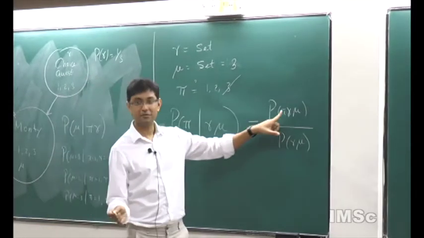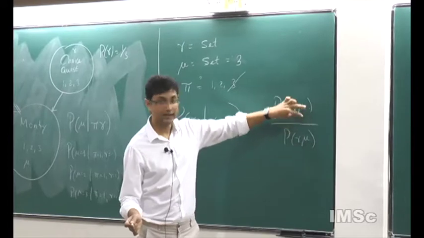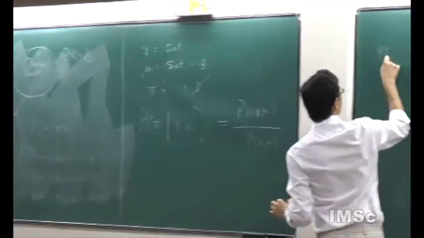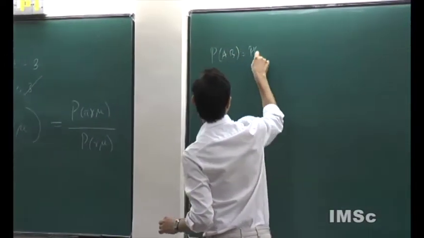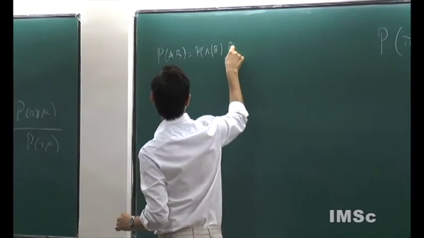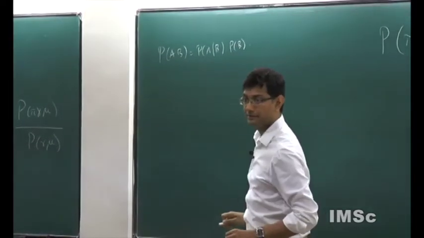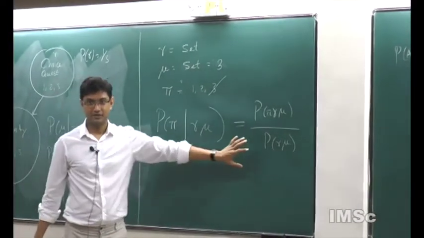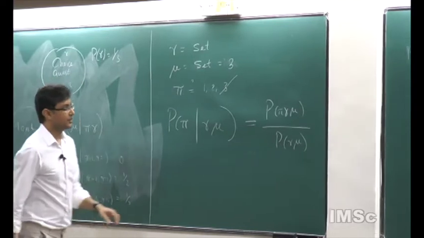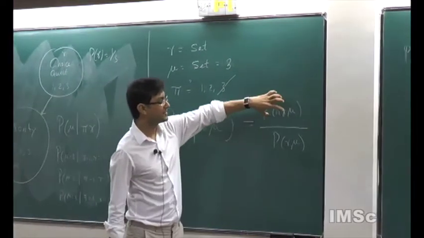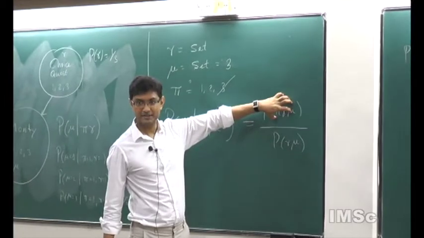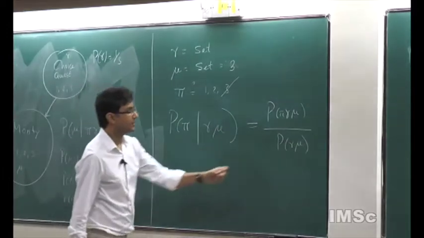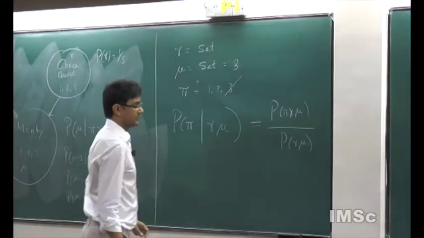So we are using the product rule on this and this, right? So P of AB is P of A given B into P of B, right? So now I'm using this block as B and this block as A, okay? So I have this. So whatever I do, the whole strategy is I will always try to use this because this contains all the information and I'll divide it by whatever I want to condition on, okay. And now what is this? P of gamma and mu, okay.